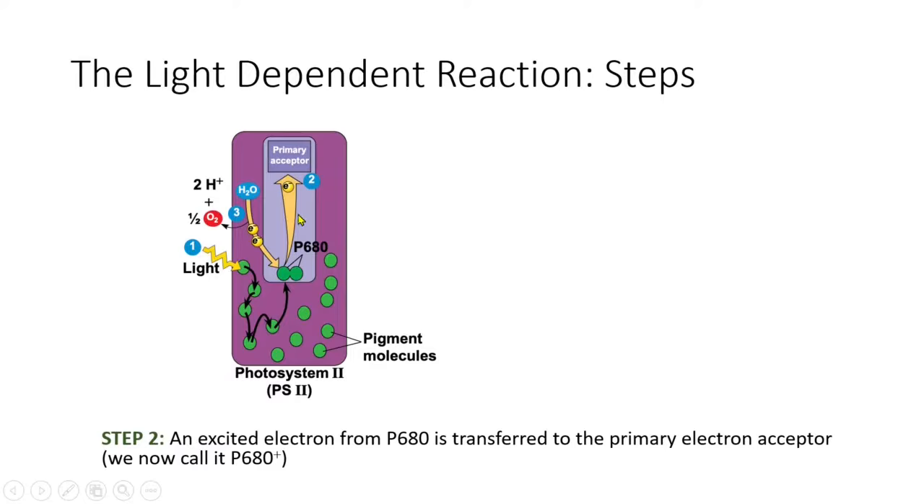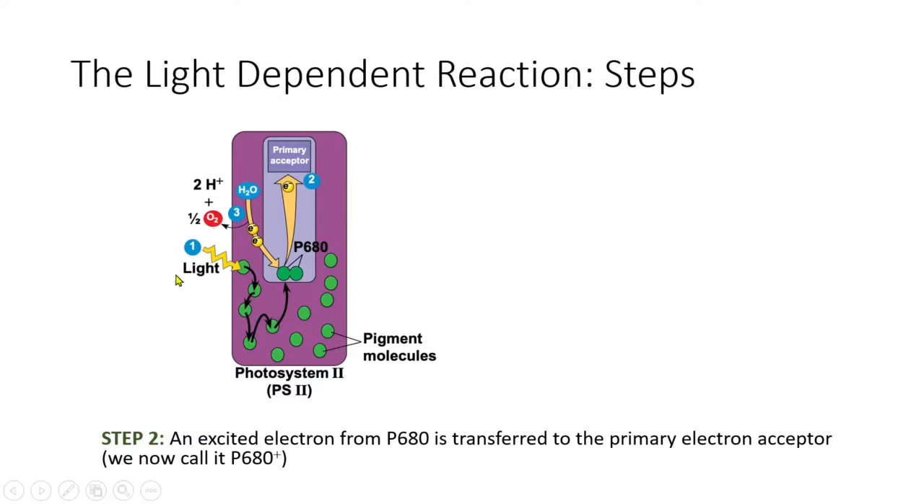Please do take note that the electron that has been released must be replaced. And how is that replaced? P680 will take the missing electrons from H2O, from water. We know that electron pairs produce the covalent bonds between oxygen and the two hydrogens. So if you remove two of the electrons there, you will release two hydrogen ions, and you will release oxygen as well.